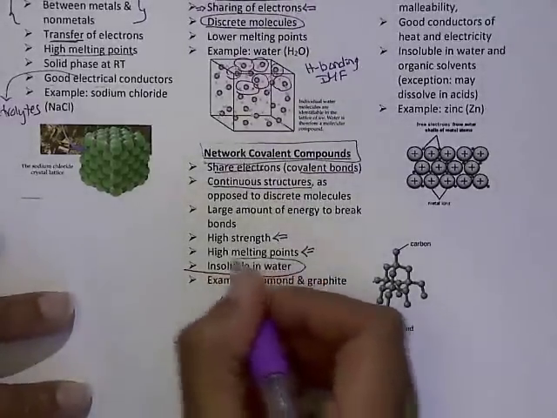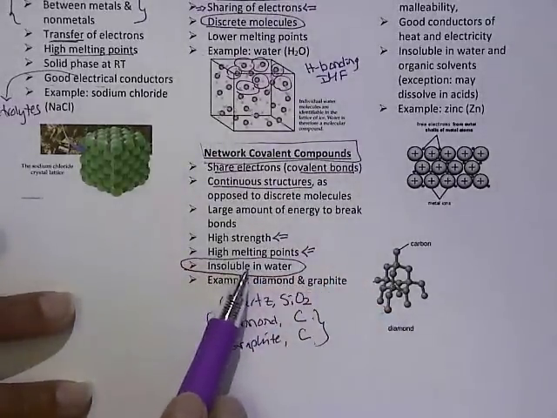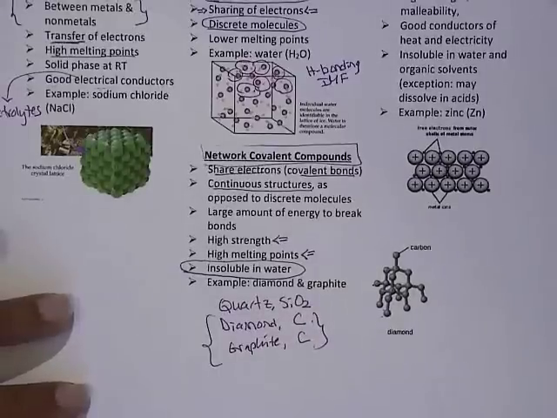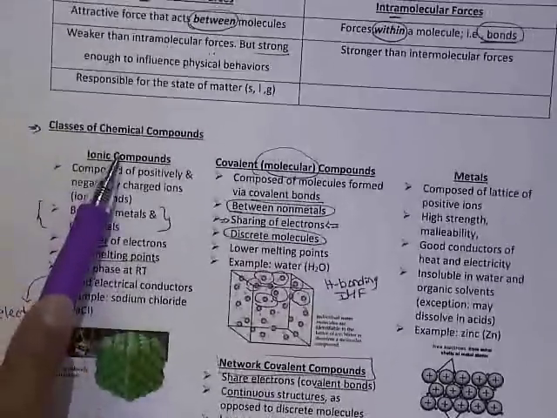One major characteristic of network covalent compounds is that they're insoluble in water. So ionic compounds are always soluble in water. Network covalent compounds are insoluble in water.